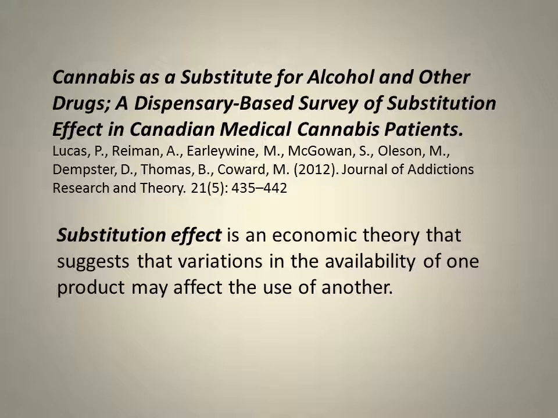So what exactly is substitution effect? In a nutshell, substitution effect is an economic theory that suggests that variations in the availability of one product may affect the use of another. Some examples of deliberate drug substitution include the prescription use of methadone as a substitute to heroin and the use of the patch or e-cigs instead of nicotine.